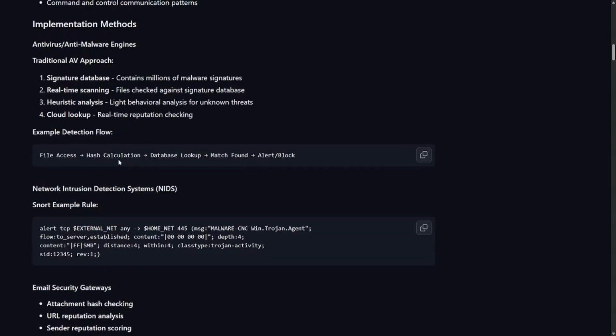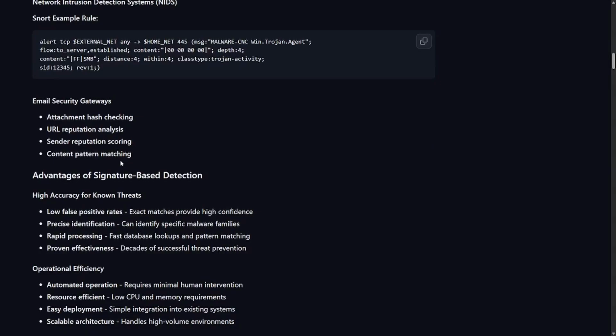We also have implementation methods: antivirus, anti-malware engines, the traditional AV approach. The signature database contains millions of malware signatures, real-time scanning where files are checked against signature databases, heuristic analysis, and behavioral analysis for unknown threats, cloud lookup, real-time reputation checking, file access, hash calculation, database lookup, match found, alert blocked for the flow of the detection. For a Snort example, we have that malware CNC, Win.Trojan agent.